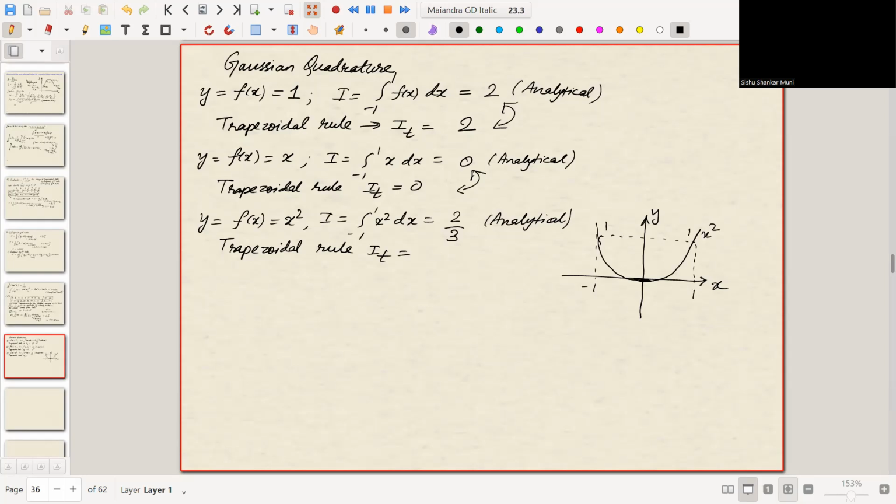And it is symmetric. So at x equals -1, the value of y is 1. At x equals 1, the value of y is 1. We have now taken these points to use the trapezoidal rule. So it will be just the area of the rectangle. The trapezoid here is like a portion of the rectangle here.